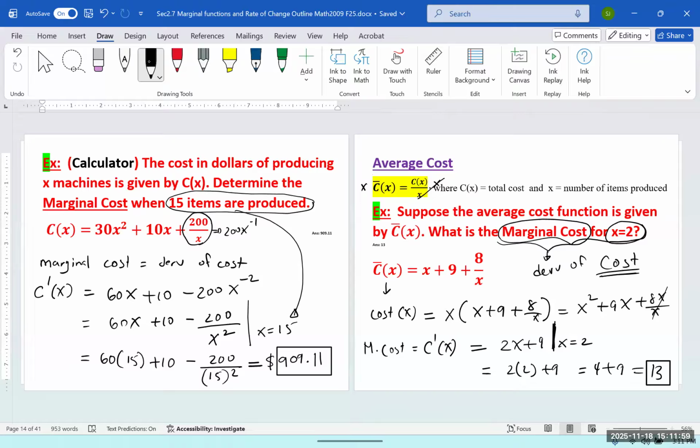Why you multiply by it? Because this function is the average cost function, but they're asking for marginal cost. Marginal cost is the derivative of the total cost function. Why? Because here, average cost is total cost divided by x. They gave us average cost, but we are solving for total cost. How can you solve for total cost? Marginal cost. Oh, cost is money, not items. Sorry, my bad. So it should be $13.